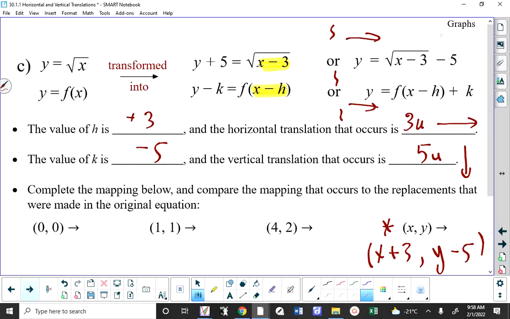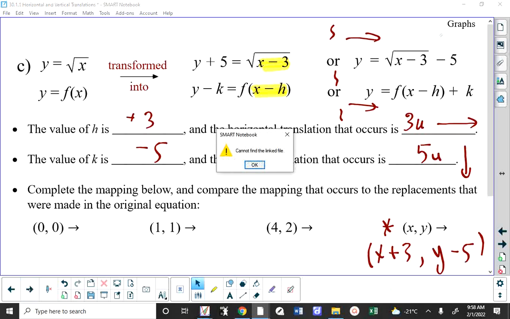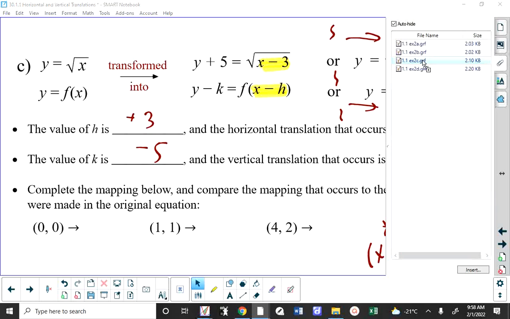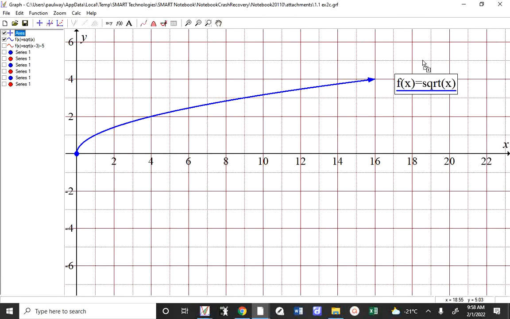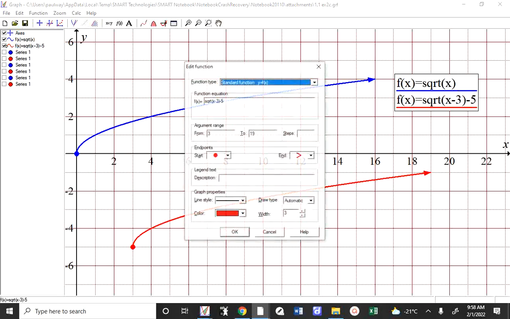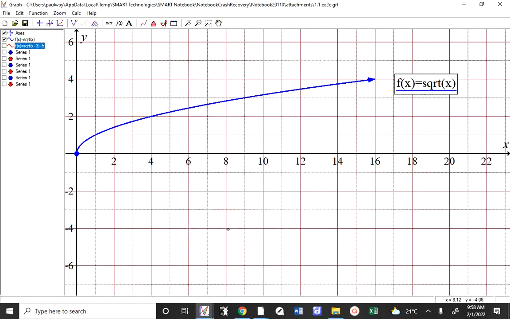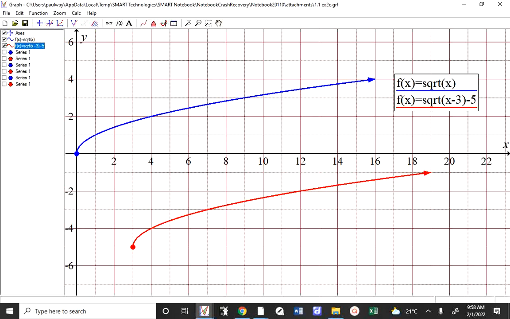And it's correct. Let me show it to you. There's y equals root x. Trust me, that's what y equals root x looks like. This is the square root. This is the square root of x minus 3 and then minus 5. It shifts 3 to the right and 5 down. Go ahead, Arden.